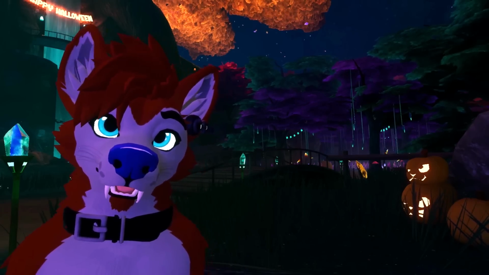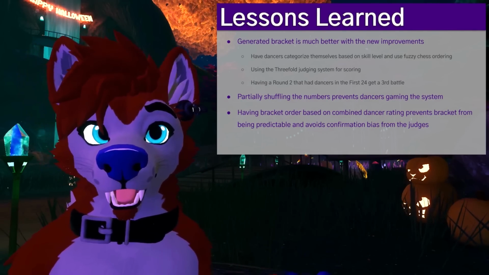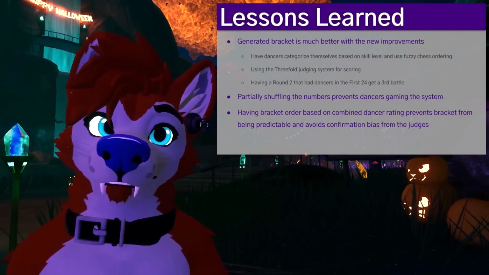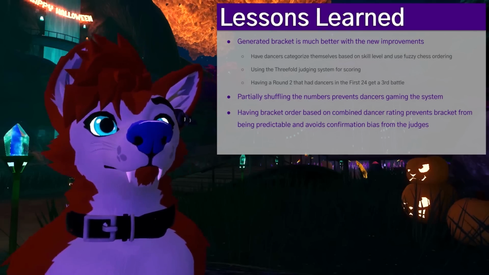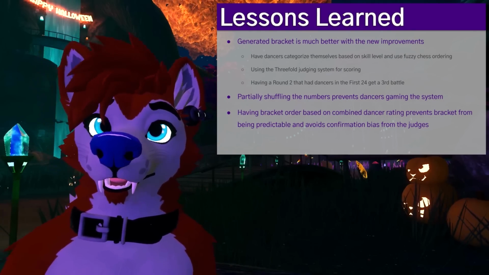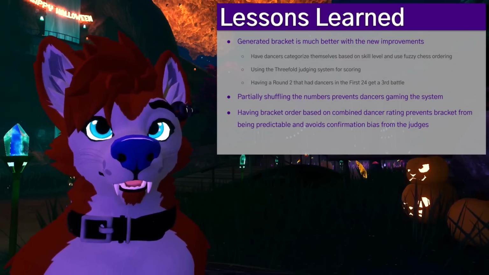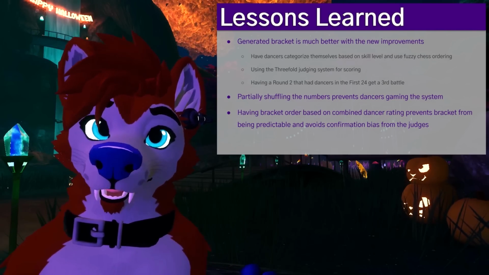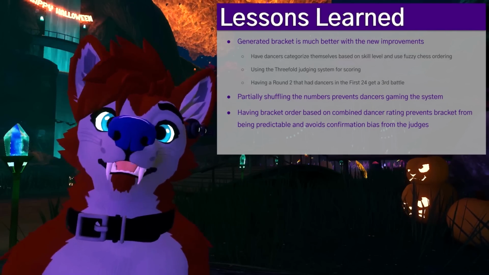So what did we learn from all this? The generated bracket worked out really great when using the 3 improvements to the system, even with the small error that occurred. Slightly shuffling the numbers prevents dancers from choosing their own opponents, and judges were not able to accurately guess who the top 4 seeds were, which means that we avoided confirmation bias.